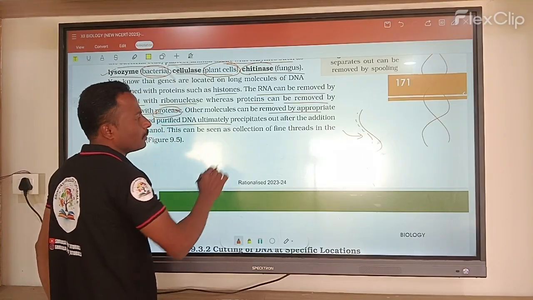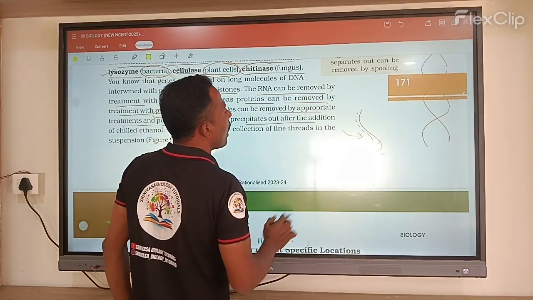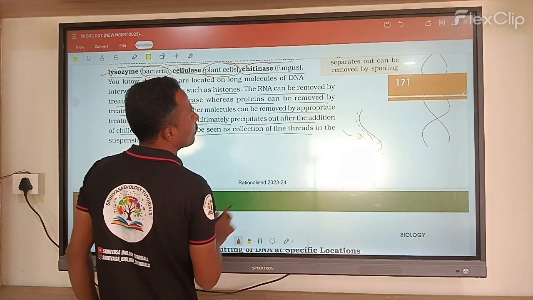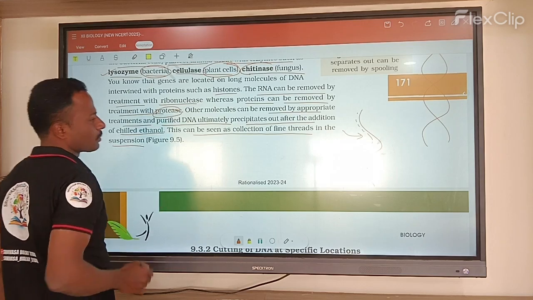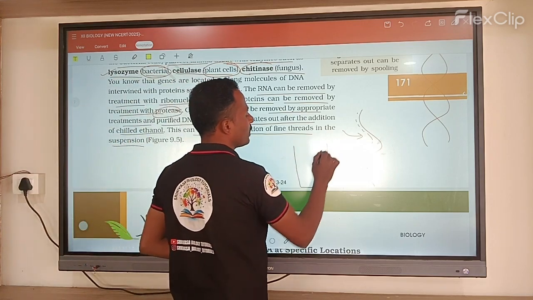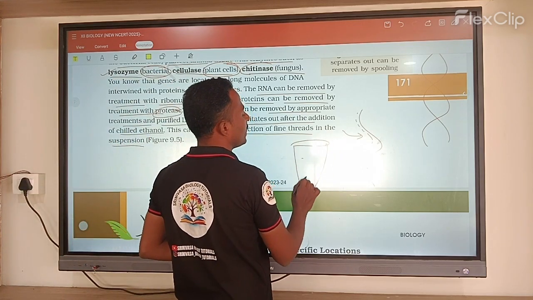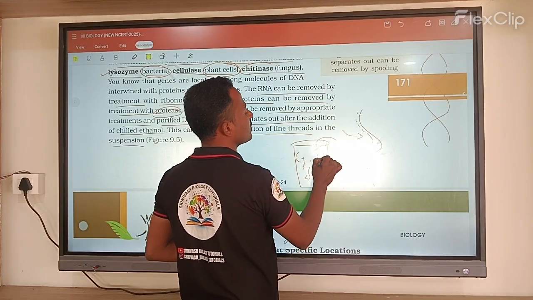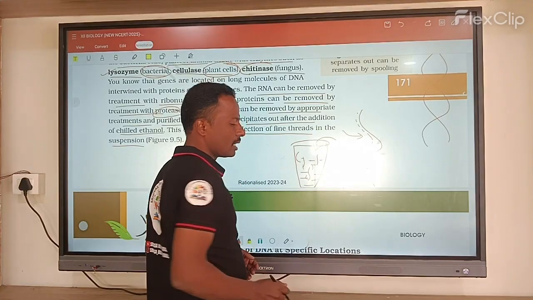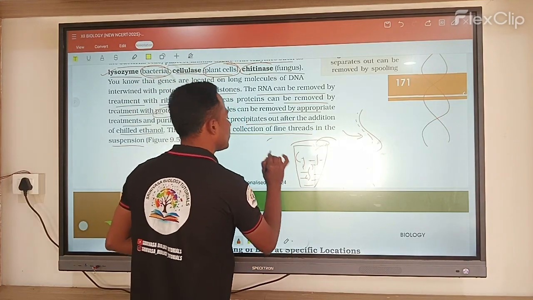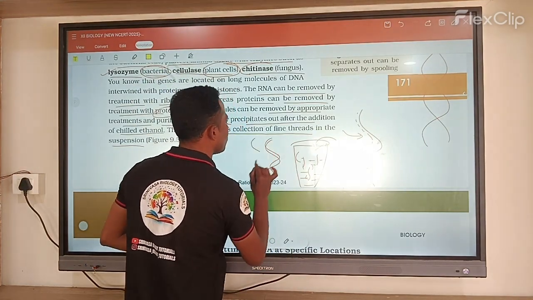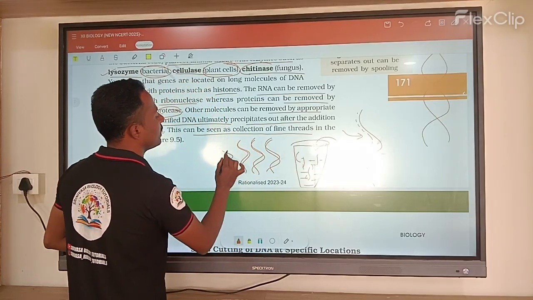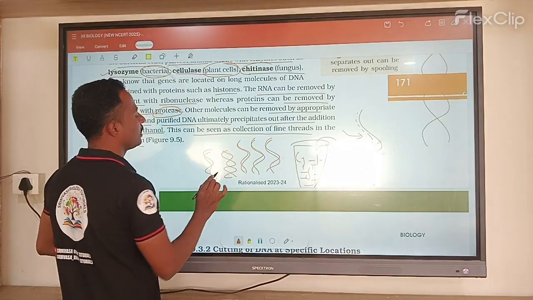Ultimately they precipitate out after the addition of ethanol, and can be seen as a collection of fine threads in suspension. So after this medium, the DNA fragments get chilled ethanol added. Once chilled ethanol is added, what happens? The purified DNA fragments become visible, and we completely obtain the purified DNA fragments.